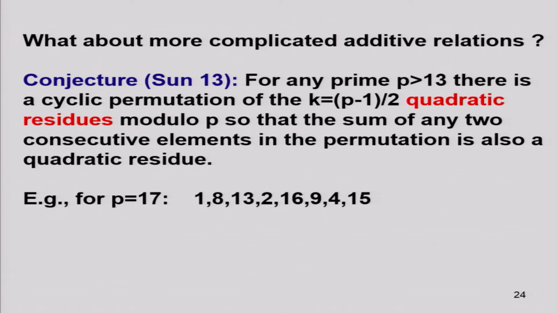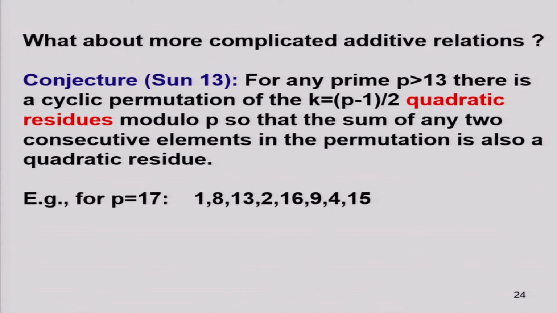And now I try to go back to my Cayley sum graphs, so to combinatorics. So what about more complicated additive relations? At the moment, we just talked about the most basic relation, x plus y equals 1 or x plus y equals z, but you can ask about more complicated ones. And here is a specific recent question by Sun. So he conjectures that the following is true.